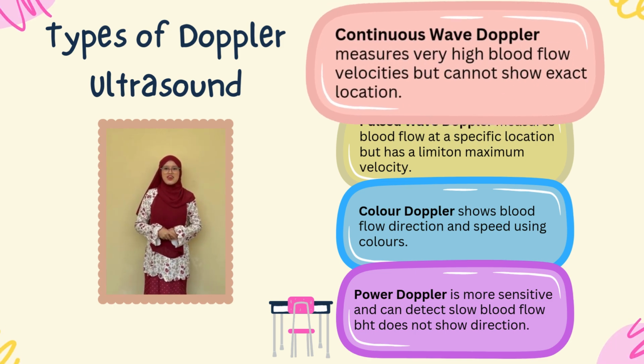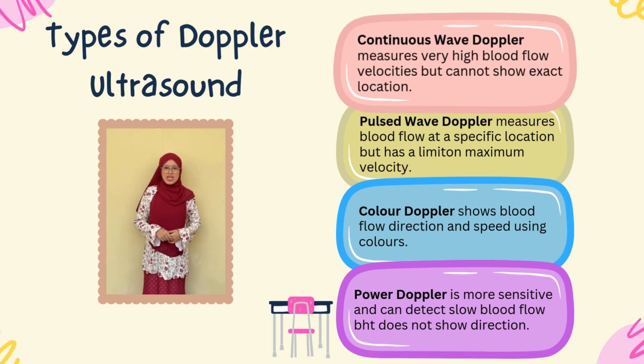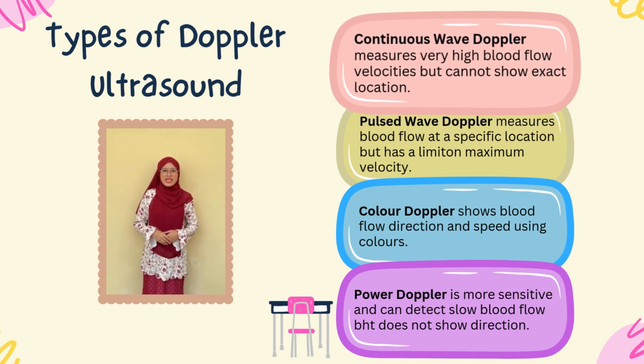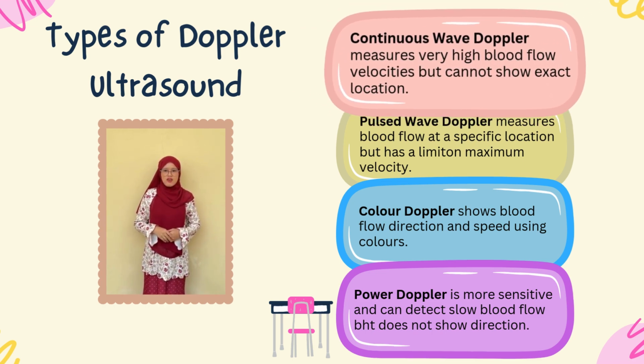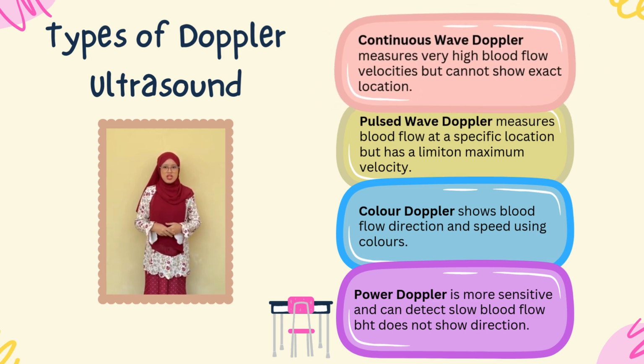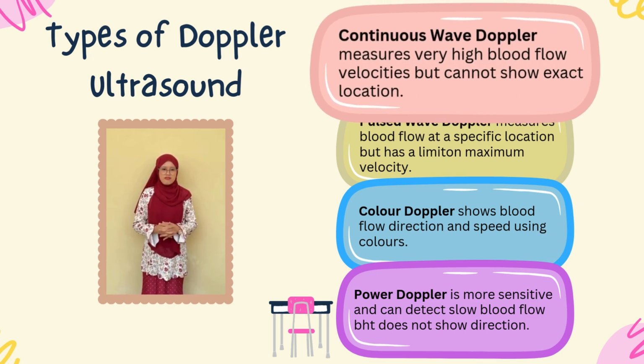The first type is continuous wave Doppler. This type is used to measure very high blood flow velocities. However, it cannot determine the exact location of the blood flow. It is usually used in heart studies, especially to assess blood flow through heart valves.